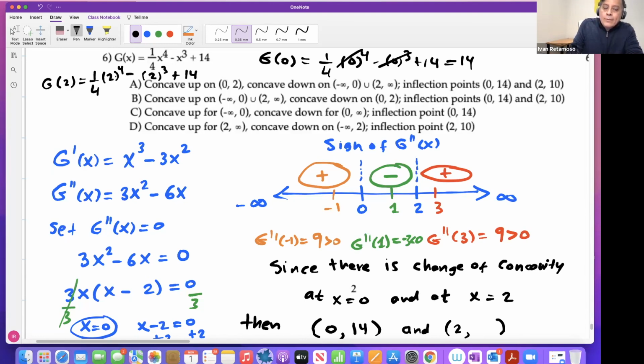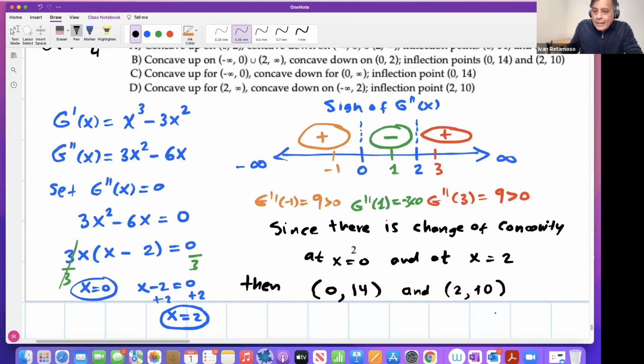2 to the 4 power is 16. 4 into 16, 4. 2 to the third is 8. 4 minus 8, minus 4. Minus 4 plus 14, 10, right? Yeah, you can do this with a calculator, guys, in case you cannot do it in your mind. So (2, 10) will be the second inflection point, right? These two guys are inflection points.